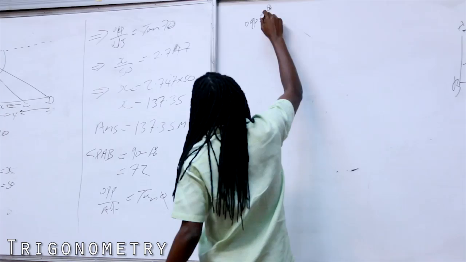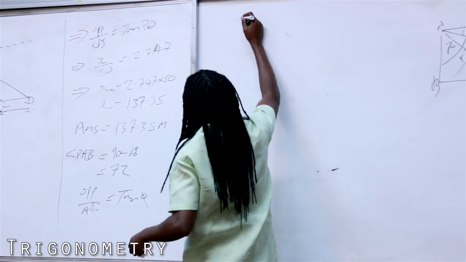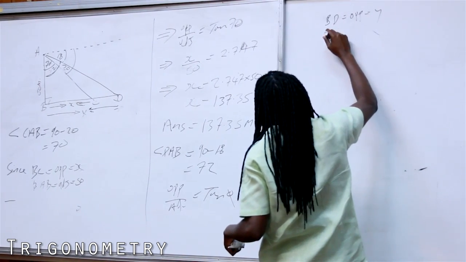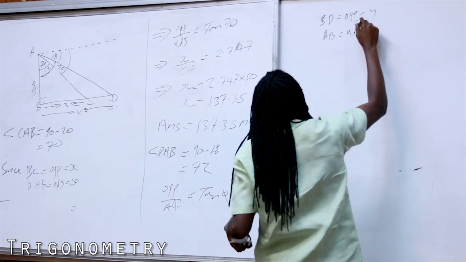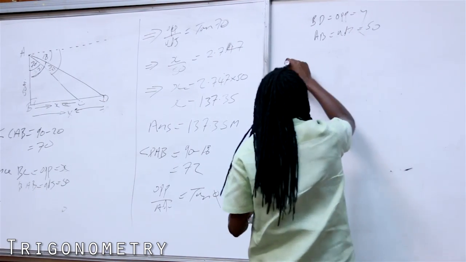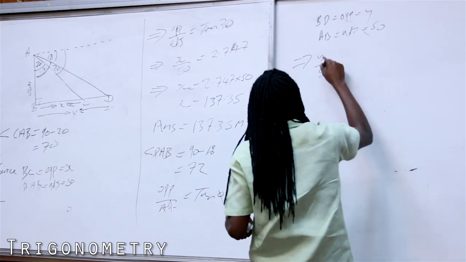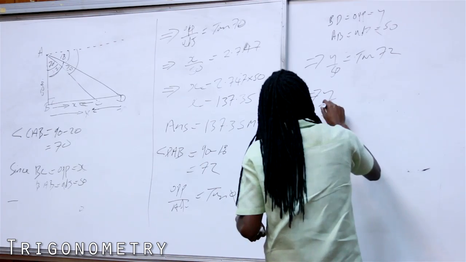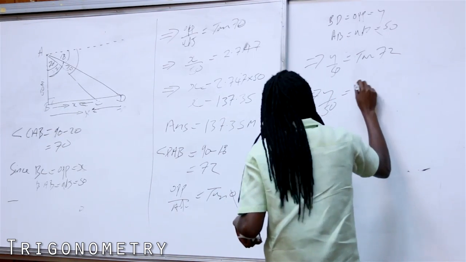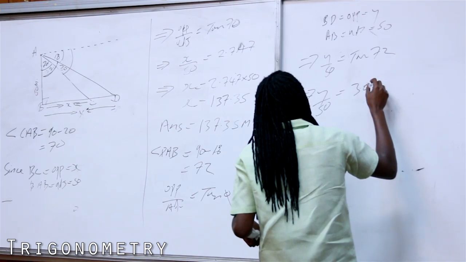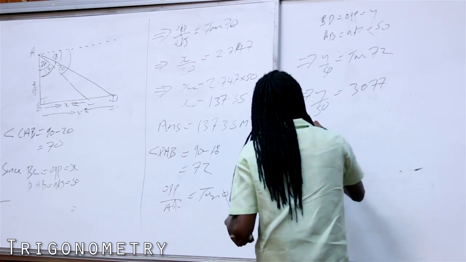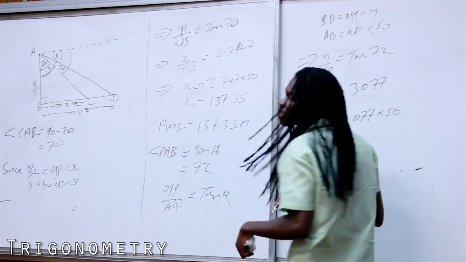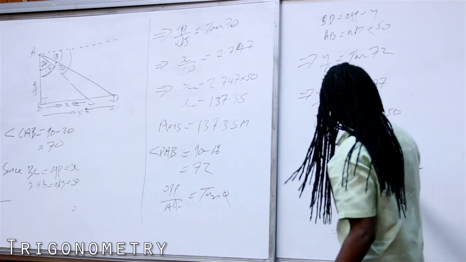So come now. Opposite equals BD, which equals Y, and AB, the adjacent, equals 50. Y over 50 equals tan 72. Y over 50 equals tan 72. Y equals 153.